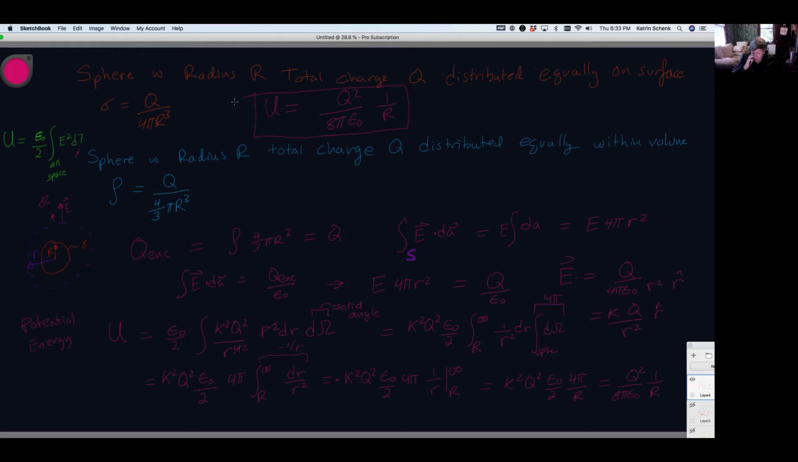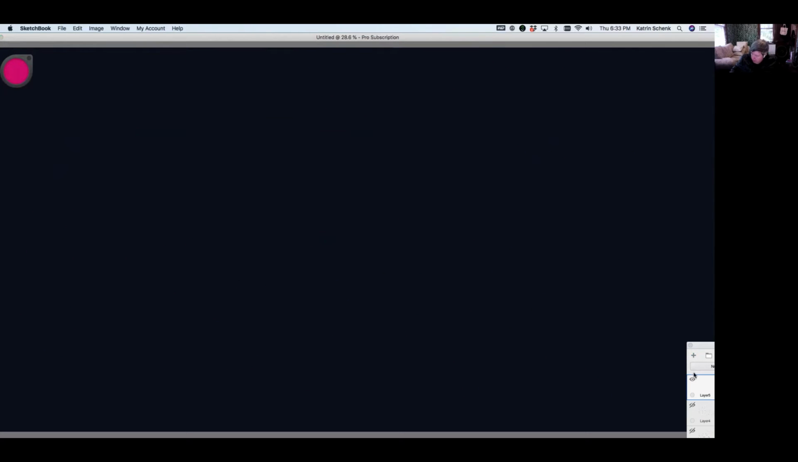Now let's do it for the volume sphere, for the blue sphere. And gotta keep it on time here. So I'm gonna get a new layer to do that, but I'll write it down again on the next page. So for the red sphere, U is Q squared over 8 pi epsilon naught 1 over R. Now let's do the blue sphere.